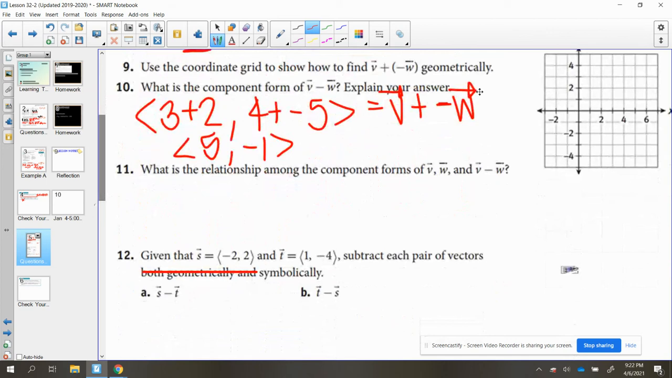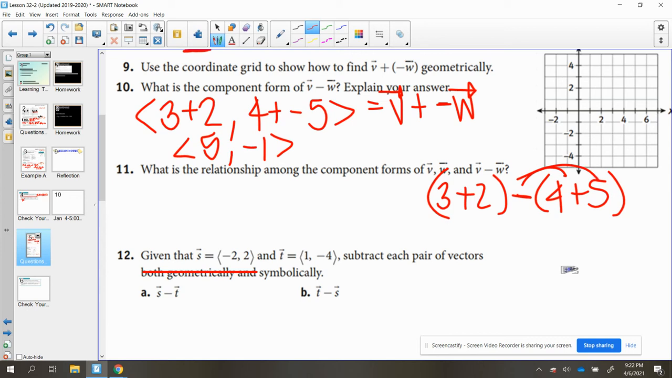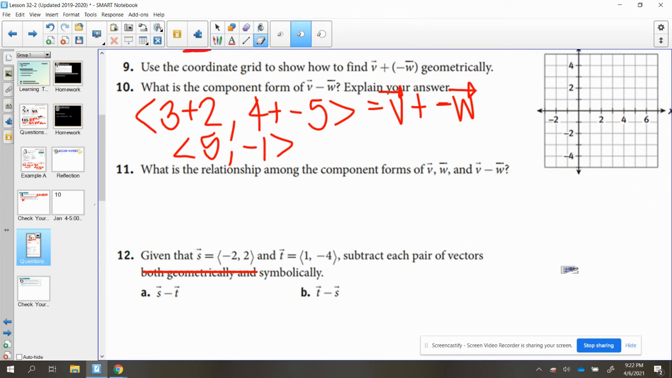So you have to be careful, kind of like when you distribute in a polynomial. Let's say we had 3 plus 2 minus 4 plus 5 or something like this. You'd have to distribute the negative. It's that same concept with vectors. You want to be careful that you distribute the negative when you're looking at vector subtraction. Okay, it's the same idea: making sure you distribute the negative.